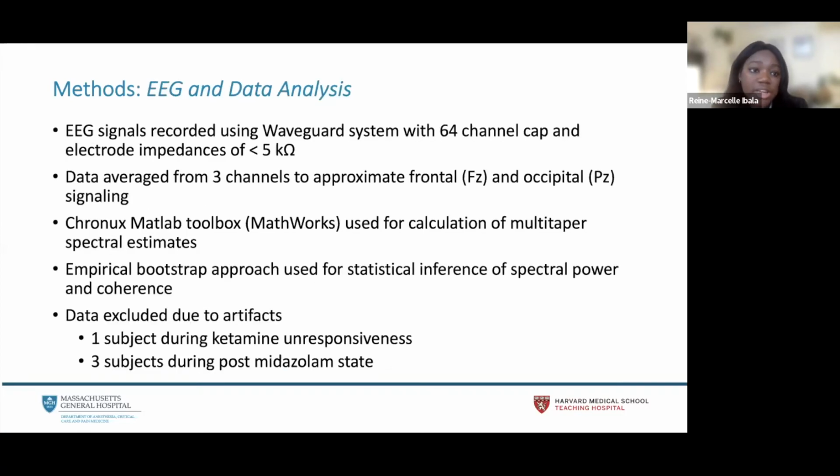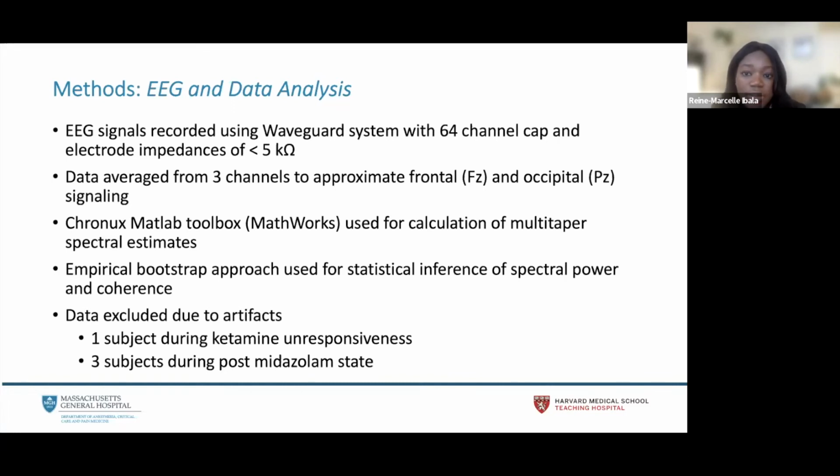For our data analysis, we used EEG signals recorded by the waveguard system. Our data was averaged from about 3 channels to approximate the frontal and occipital signaling. The reason we decided to focus on the frontal and occipital was because of that discussion we had on anteriorization. We wanted to make sure that our data and results were in the context of previous general anesthesia findings, which have shown that so many anesthetics show this anteriorization of the alpha from the occipital to the frontal, and shown this dynamic. We wanted to make sure that we were able to capture this with the ketamine if there was any such dynamic to be found.